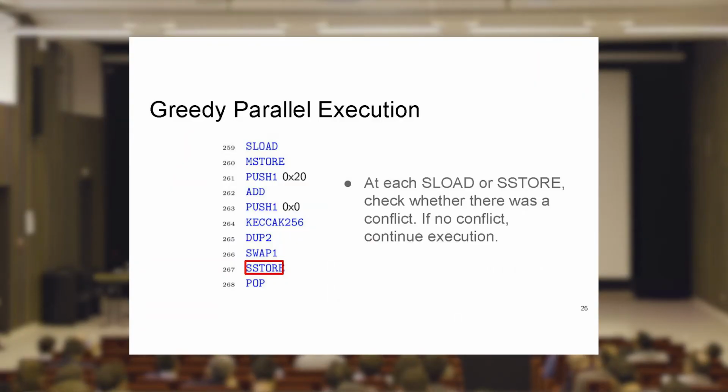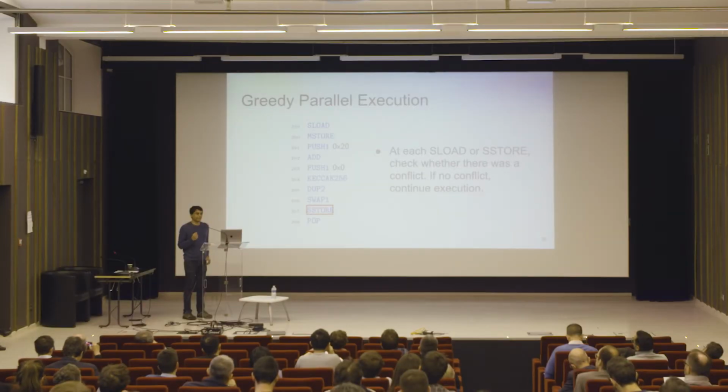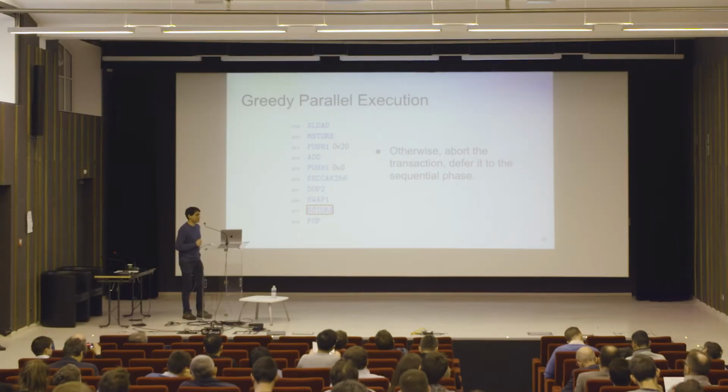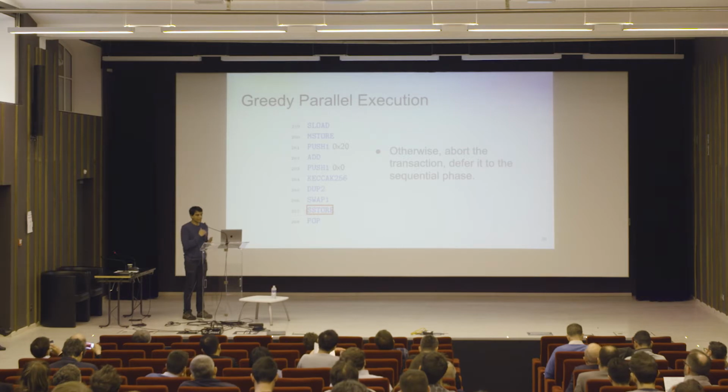Given these traces, we step through and track the load and store operations. At each load or store, we try to acquire a read-write lock associated with the location it's trying to access. If it was successful in acquiring that lock, then there was no conflict and it can continue its execution. Otherwise, if it failed to acquire the lock, that means there was a conflict with some previous access by some other transaction, and that transaction has to be aborted and deferred to the sequential phase.